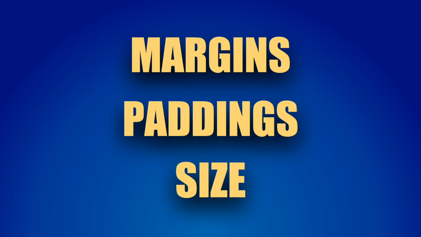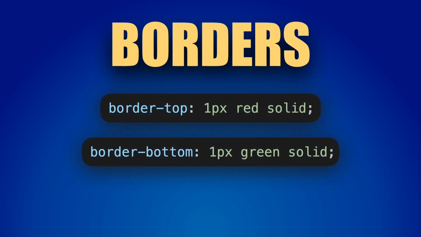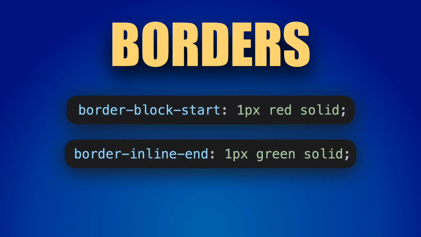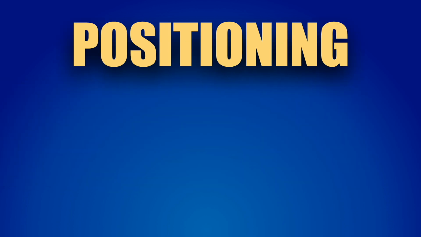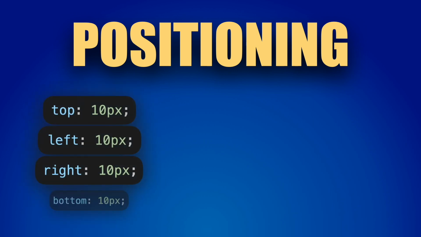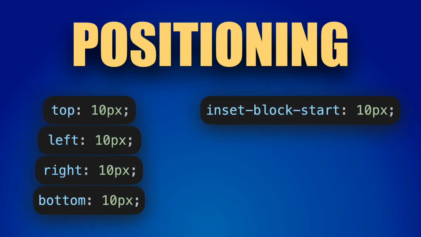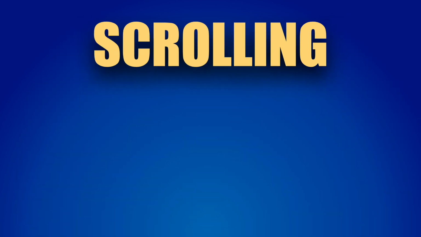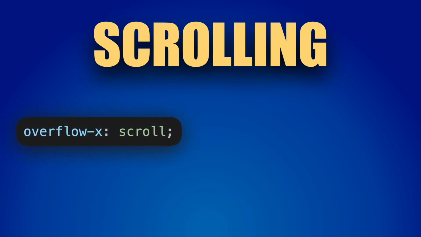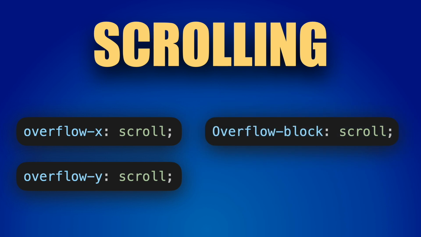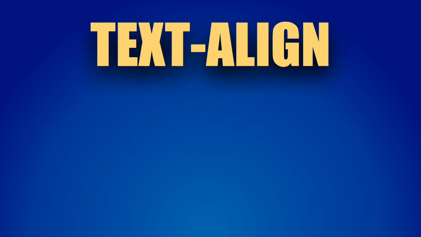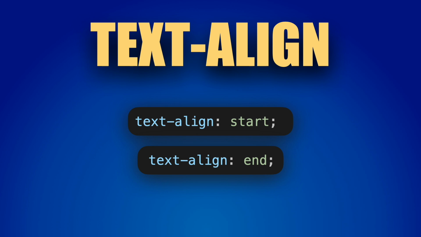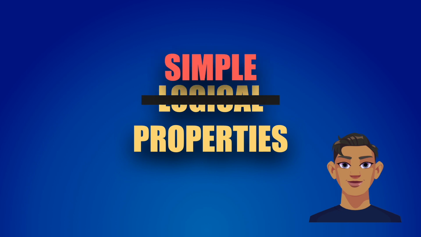But some of the other properties that are changing are borders, which instead of using physical properties like border top or border bottom, you can now use logical properties like border block start or border inline end. Positioning also changes. Instead of using top, left, right, or bottom to place items, you can use inset-block start, inset-block end, inset-inline start, and inset-inline end. Scrolling changes too. Instead of using overflow X and overflow Y, you can use overflow block and overflow inline. Text align now also supports start and end values that can be used instead of left or right. That's most of the important changes, and I hope I made logical properties simple to understand.